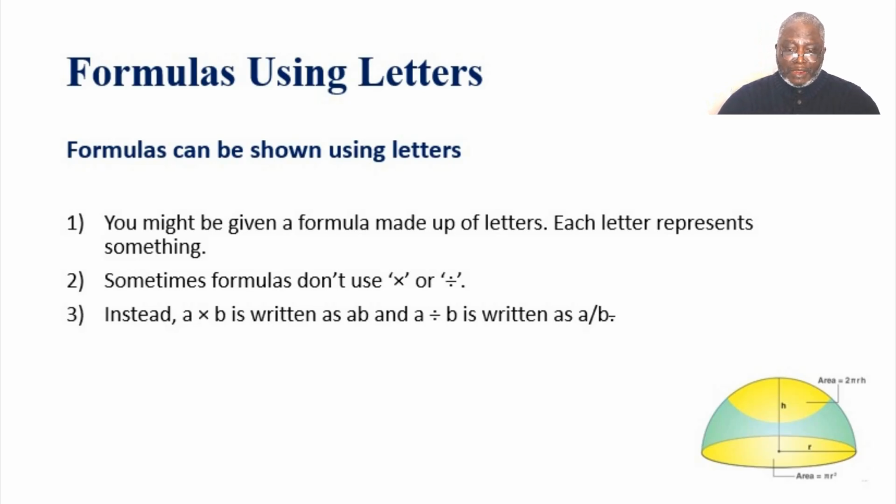You might be given a formula made up of letters. Each letter represents something. The trick is to find out what they represent and use them. Sometimes formulas don't use X as in times or the sign for divide, because in maths, when you multiply, you just put the 2 letters together. Instead of A times B, you have AB. That means A times B. And instead of A and the sign for divide, then followed by B, it's written as A stroke B. I think this reminds us that a fraction is a division sum, because that's another way of writing a fraction.